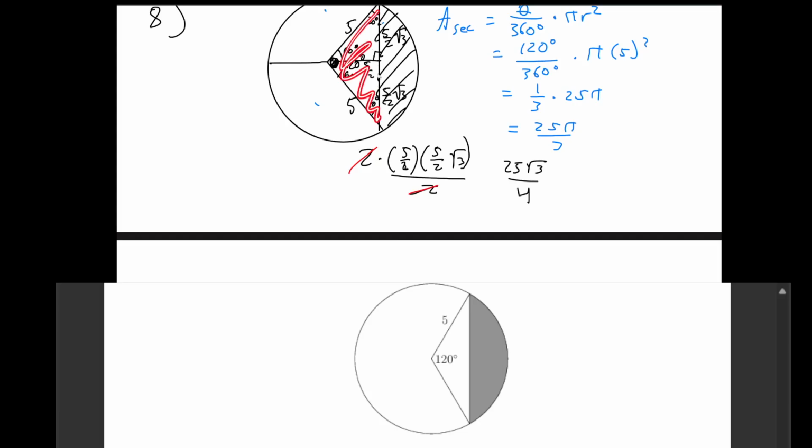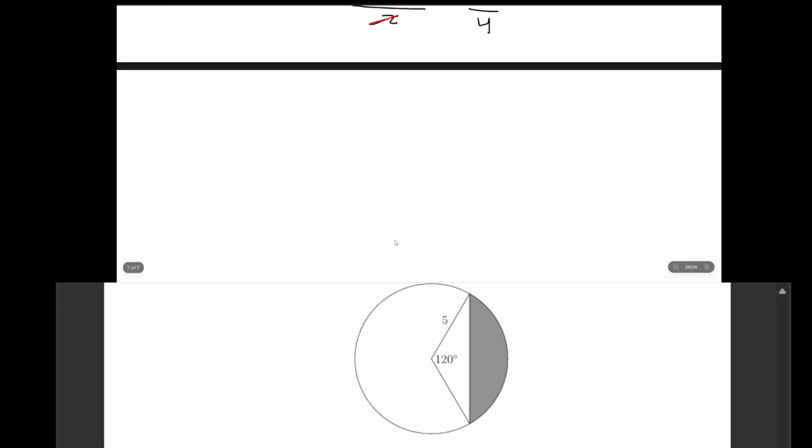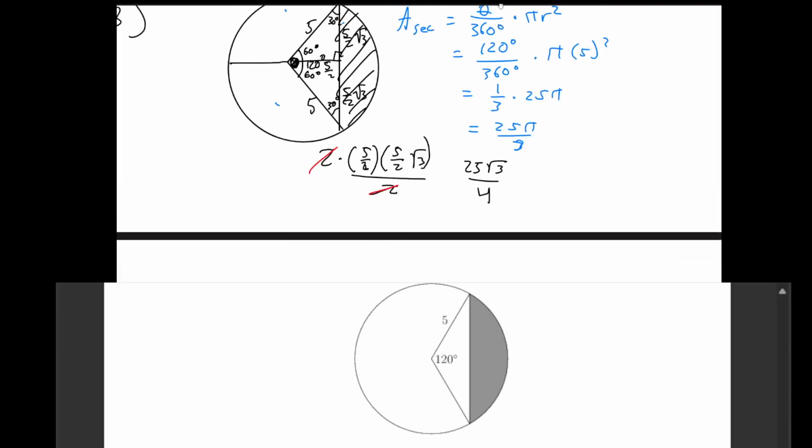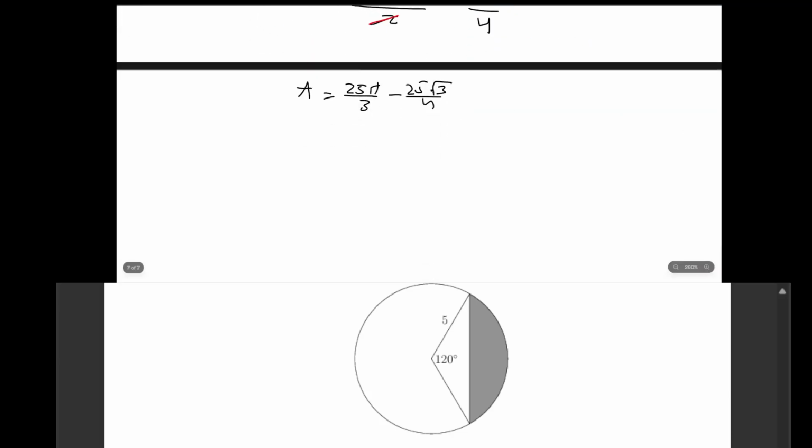So the 25 root 3 over 4 is the area of this entire triangle. So we want to do the area of this entire sector, which is 25 pi over 3. And then that subtracted by the area of this triangle, which is this guy right here, will give us the area of this shaded region. So the area would equal 25 pi over 3 minus 25 root 3 over 4. Okay, so 25 pi over 3 minus 25 root 3 over 4 is the answer.